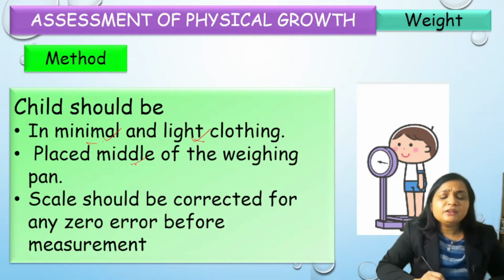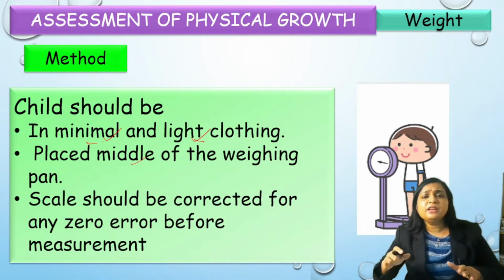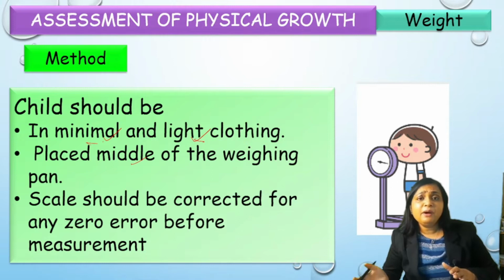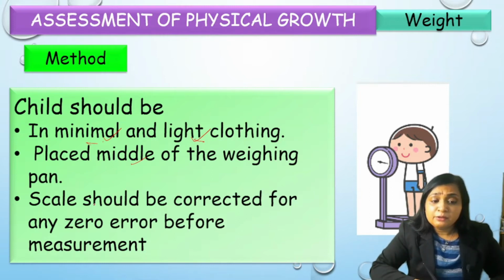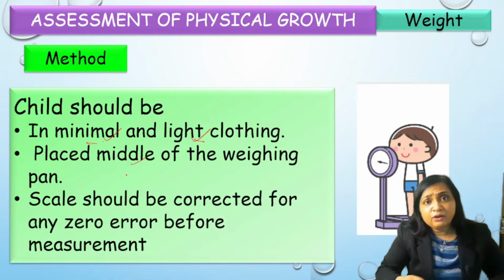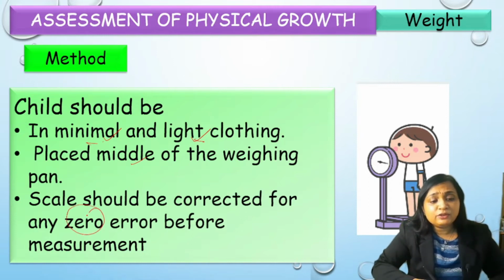Place the child in the middle of the weighing pan, otherwise what will happen? The child will either fall off the weighing pan or the weight will not be appropriate and accurate. And before starting to weigh the child, we should correct the scale for zero.